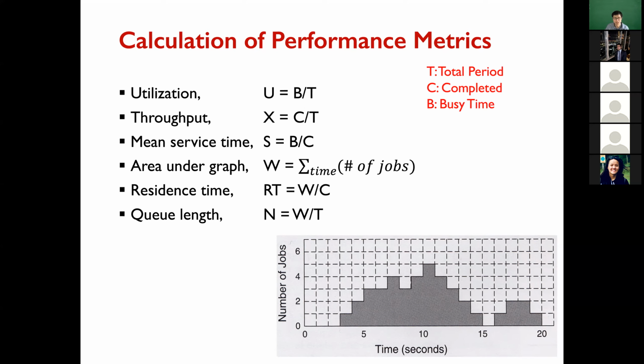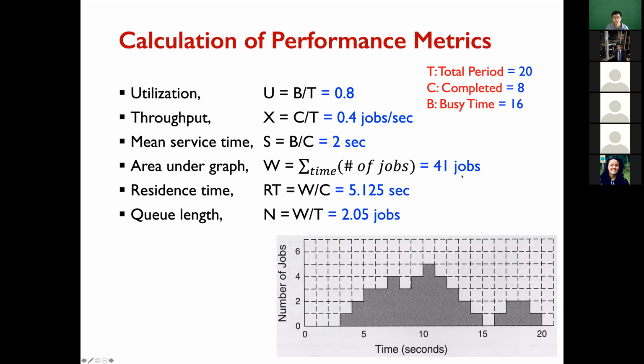In this concrete example, we know that the total period T is 20, completed jobs C is 8, and busy time B is 16. So our utilization, B divided by T, is 0.8, and our throughput, C divided by T, is 8 divided by 20, which is 0.4. The mean service time is B divided by C, busy time divided by completed jobs, which is 16 divided by 8.